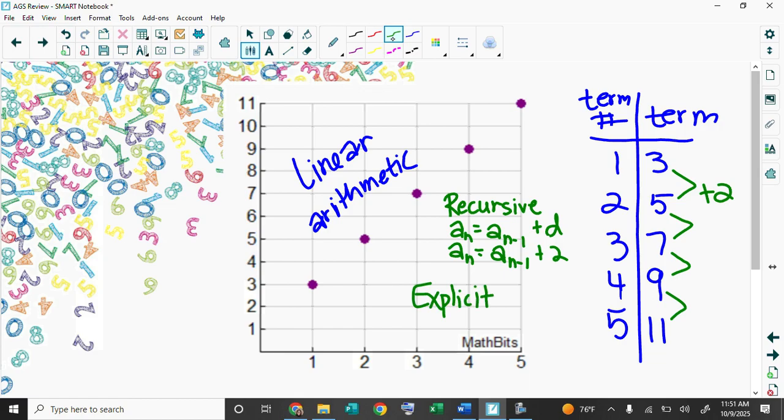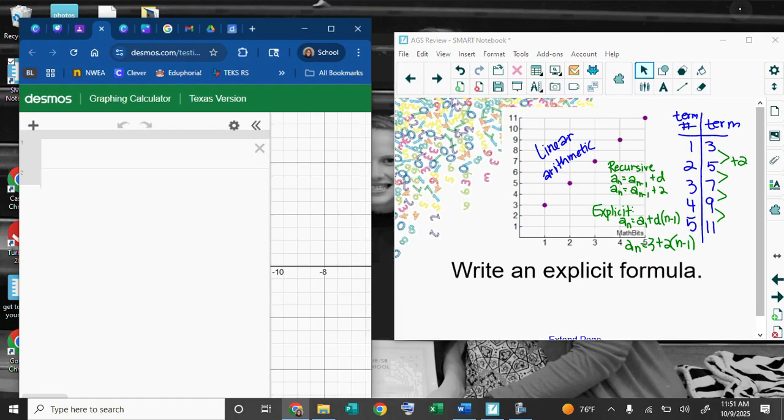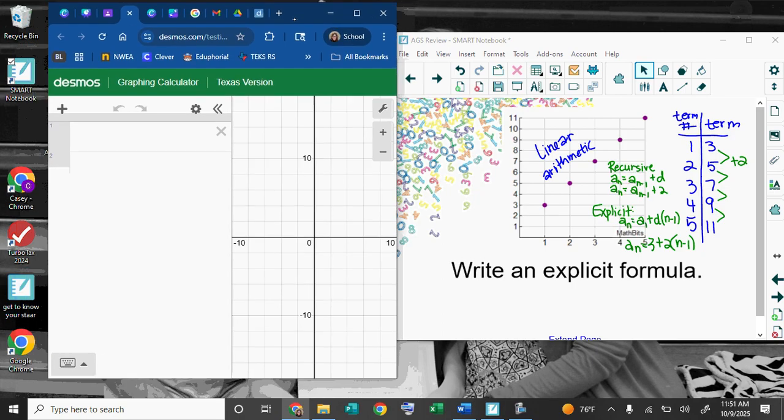Well, if I want to do the explicit one, it's going to be a sub n equals the first term plus the difference times n minus 1. So you could do this by hand. A sub n equals, my first term is 3, plus my difference is 2, times n minus 1. This will work, but then we can also use our calculator to do this.